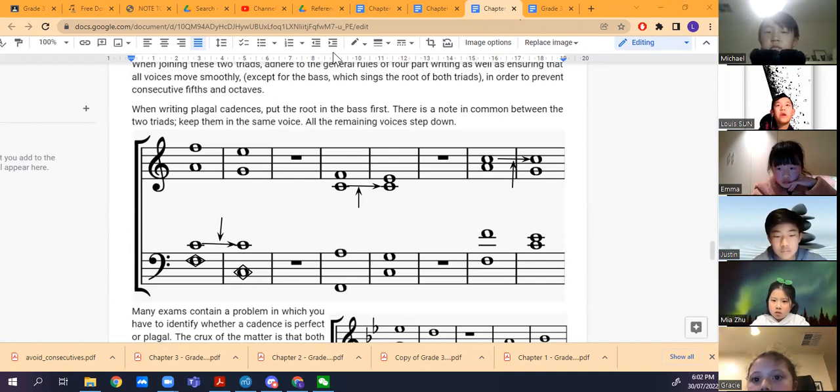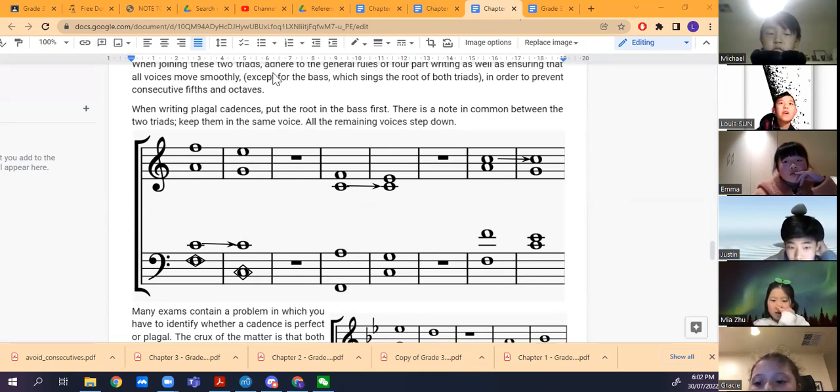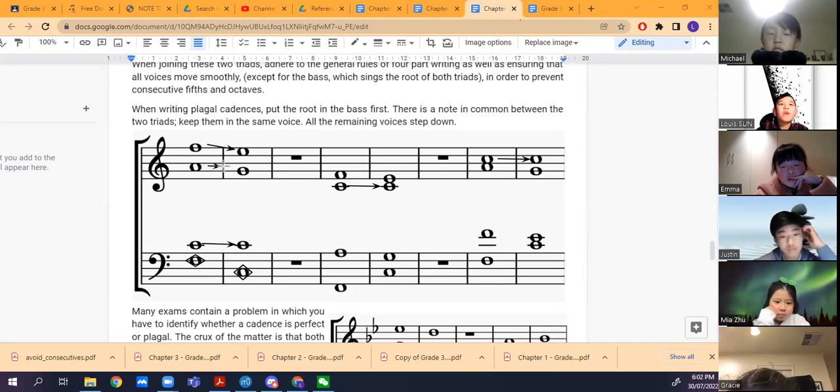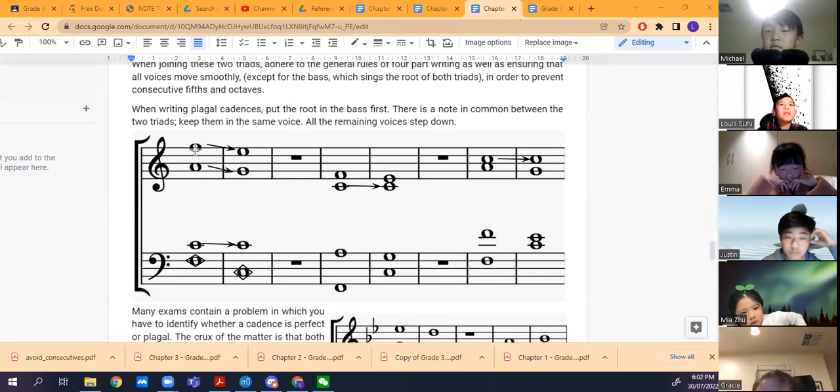I want you to make sure that there's always that note in common in your plagal cadences and that they stay in the same voice. Okay? And the other two voices step down. Well, you might be thinking that there's a perfect fifth, but look at the interval carefully. These are actually sixths.